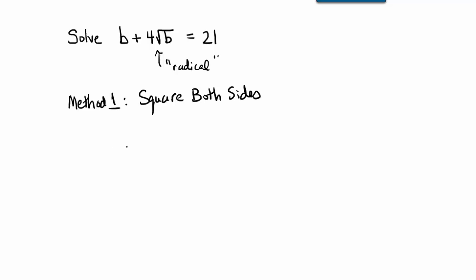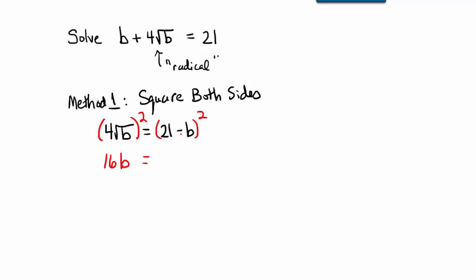To isolate the radical term, I'm going to subtract b over to the right-hand side of the equation, leaving me with 4 times the square root of b equals 21 minus b. Now I'm going to square both sides. On the left, the 4 is being multiplied times the square root of b. When factors are being multiplied and then we square them, all we have to do is square each part. 4 squared is 16, and the square root of b squared is just b. That's the reason we decided to square both sides of the equation.